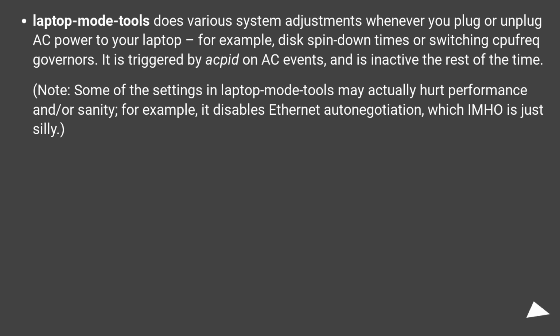Laptop mode tools does various system adjustments whenever you plug or unplug AC power to your laptop, for example, disk spin down times or switching cpufreq governors. It is triggered by acpid on AC events, and is inactive the rest of the time. Note, some of the settings in laptop mode tools may actually hurt performance and/or sanity. For example, it disables Ethernet auto negotiation, which is just silly.